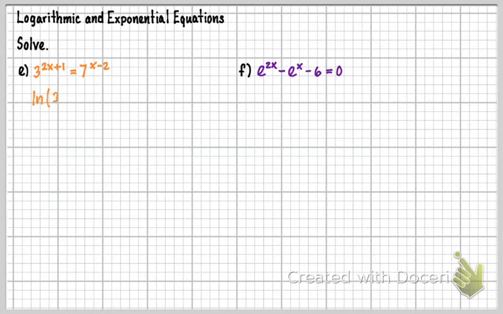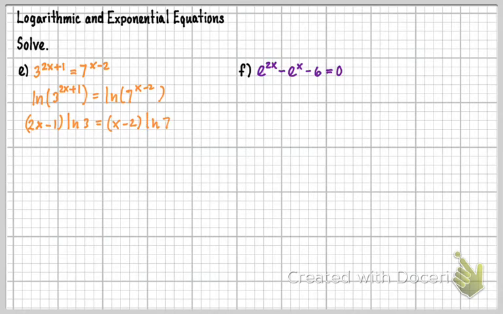So this is going to be the ln of 3 to the 2x plus 1. And then you'll see what I mean by this. They don't always have to be the inverses when I want to get to the power. So this is going to be ln of 7 to the x minus 2. Now the power rule says that I could take whatever the exponent is and pull it down in front of the log function. And that's what I'm going to do for both sides here. So this is going to be 2x plus 1 times the ln of 3, and that's going to equal x minus 2 times the ln of 7.